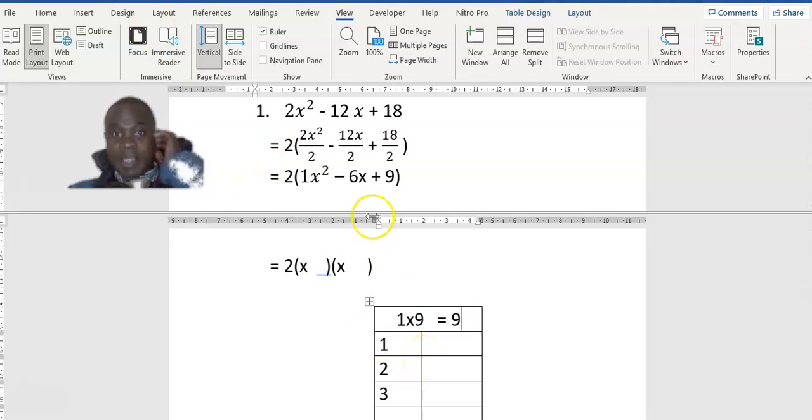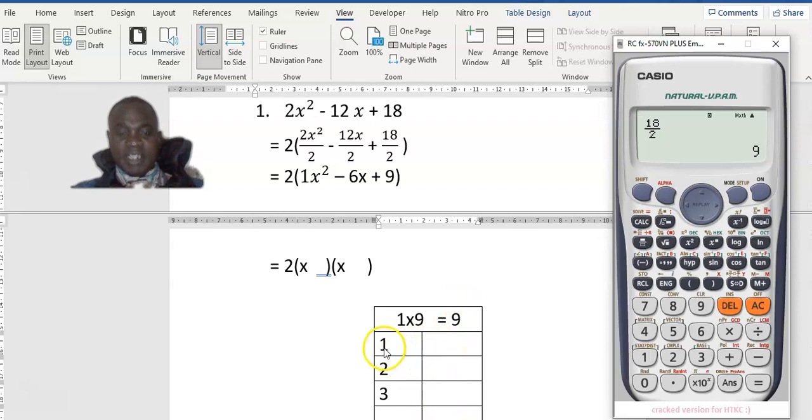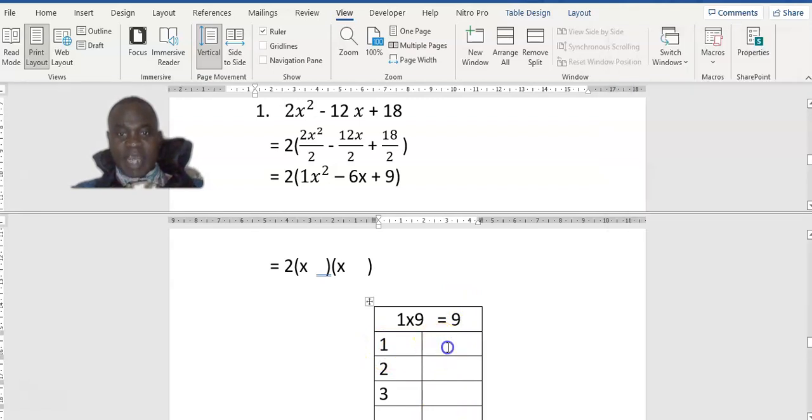So our last term here is positive. It means the signs in the brackets will be the same. We have either plus plus or minus minus. So two numbers which, when you multiply, you get 9. How are you going to get it? Let's start with 1 and 9. 1 times 9 is 9.